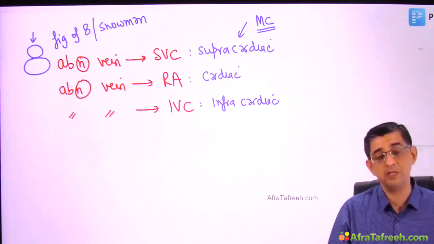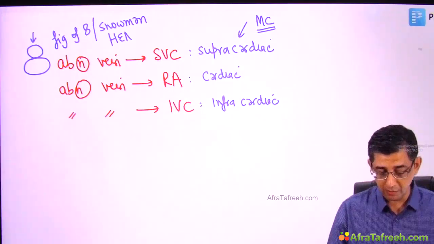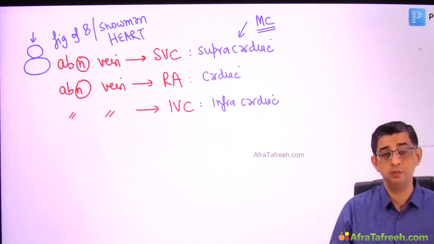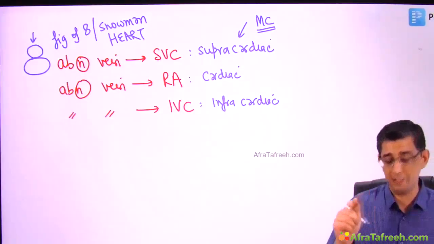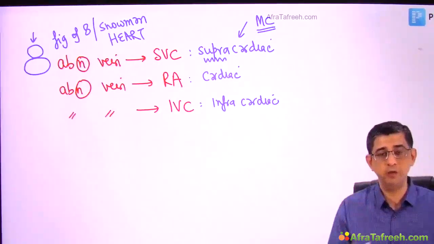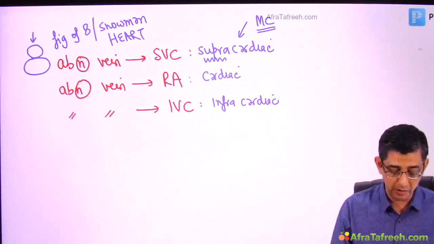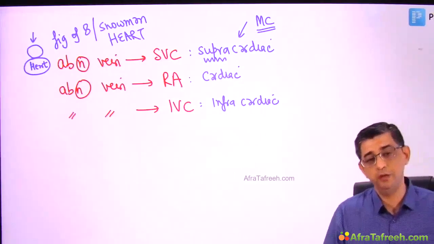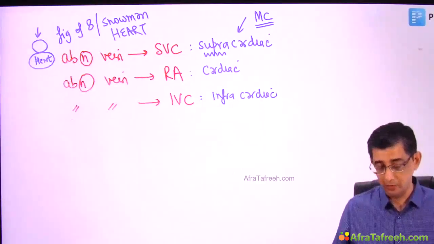I repeat the fact once again, guys. When you read figure of 8 appearance, snowman heart, it is obviously TAPVC, but with which variety will it be seen? Your answer will be the supracardiac variety, because this is the only one where the vein is looping above the cardiac shadow. This is the heart shadow per se. So over this, the abnormal vein loop shadow would be present.